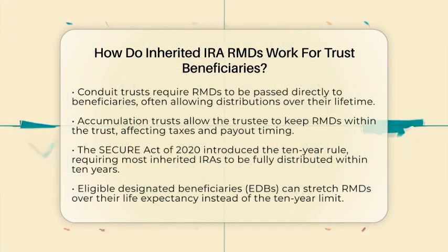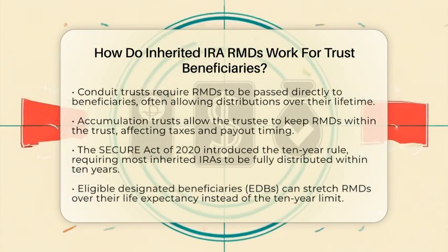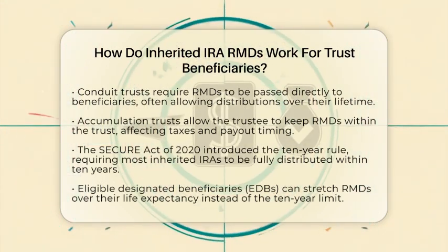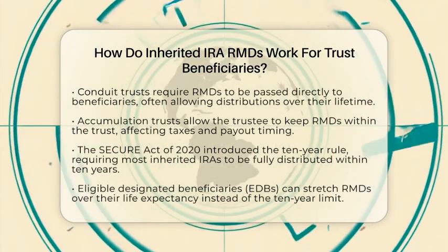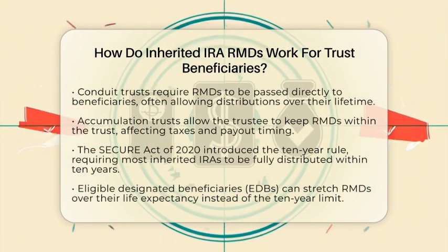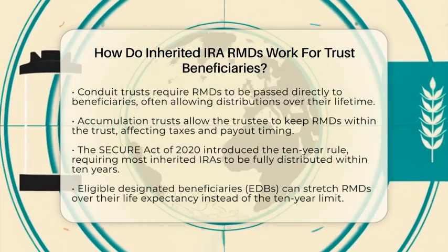Since 2020, the Secure Act changed how inherited IRAs work for most non-spouse beneficiaries, including trusts. Now, generally, the entire IRA must be distributed within 10 years after the IRA owner's death. This is called the 10-year rule.